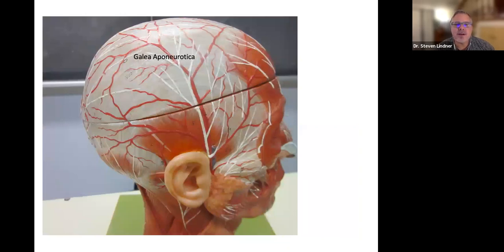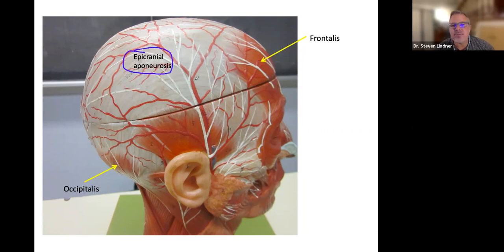This portion here, this fascial connection, is called galea aponeurotica. That's all of this gray, kind of whitish stuff. Another name for this galea aponeurotica is the epicranial aponeurosis. Now, an aponeurosis is a broad, flat tendon. And this epicranial aponeurosis is really the middleman between the frontalis muscle here and the occipitalis muscle back here.